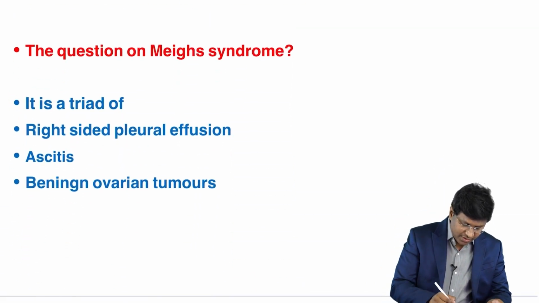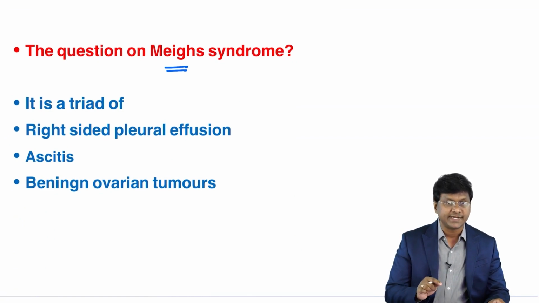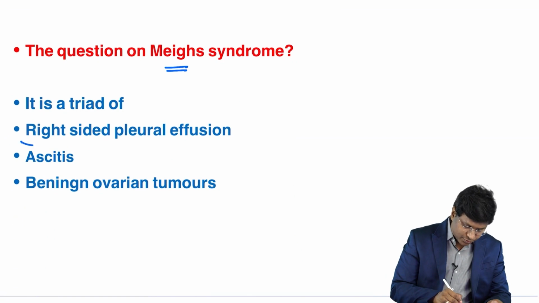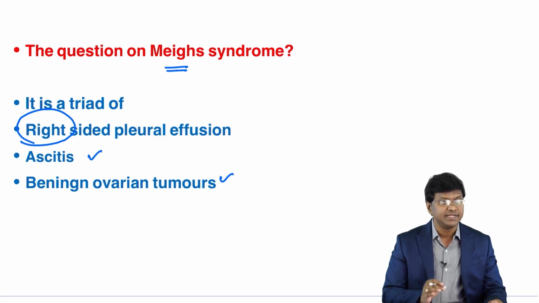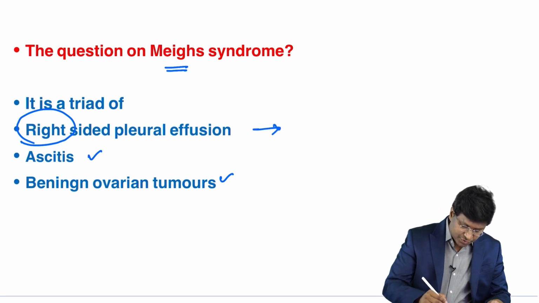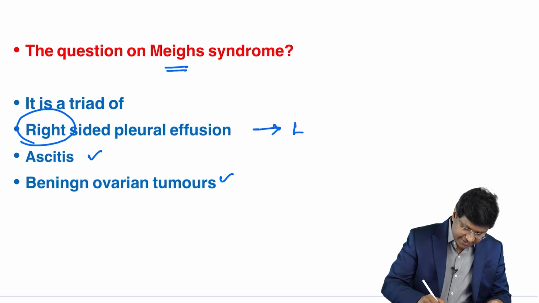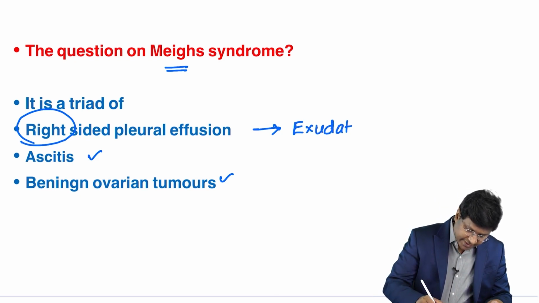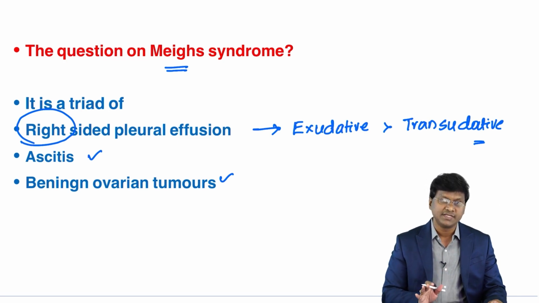And there was one more question on Meigs syndrome. I don't know what exactly the options are, but let me discuss a few points about Meigs syndrome which have been given in your options. It is a triad of pleural effusion, mostly right-sided, ascites, and benign ovarian tumor. You will have both exudative and transudative types of pleural effusion, but the exudative type is more common than the transudative type. Okay, so this is the question which has been asked on Meigs syndrome.